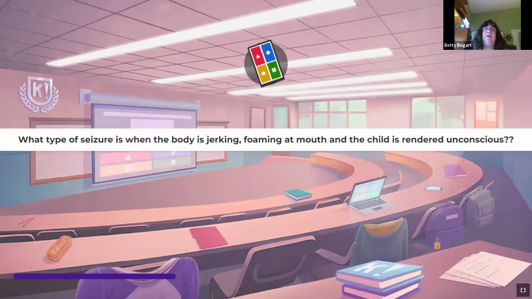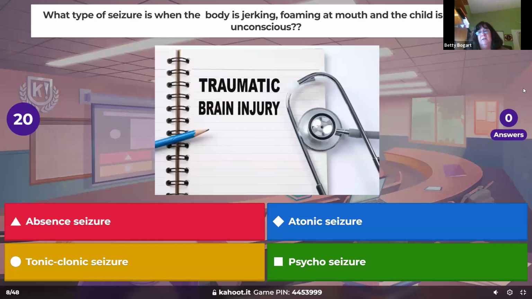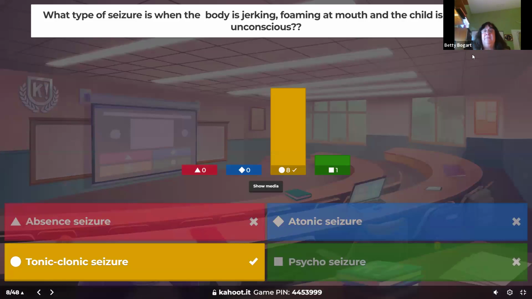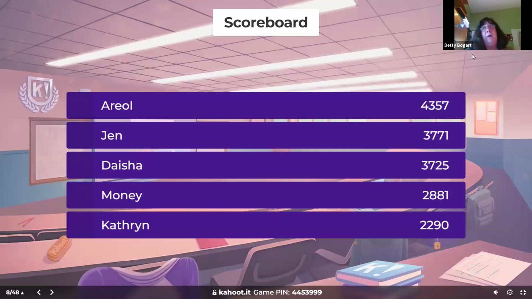What type of seizure is when the body's jerking, foaming at the mouth, and the child is rendered unconscious? The most severe of all of the seizures, would you say, is this one? And of course, our names have changed from grand mal to a tonic-clonic seizure. We used to have petit mal, grand mal. Some books you still see it, but our book is tonic-clonic. That's the one. And also you might be incontinent of either bowel or bladder or both.